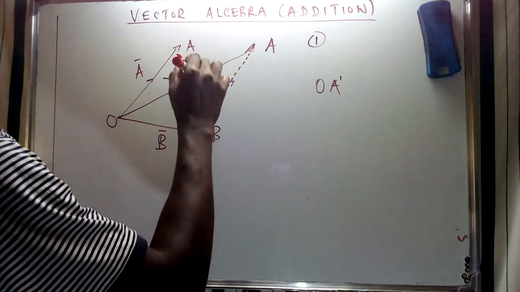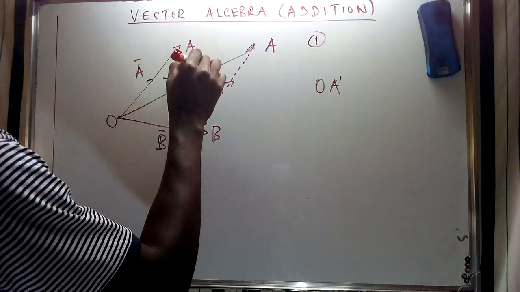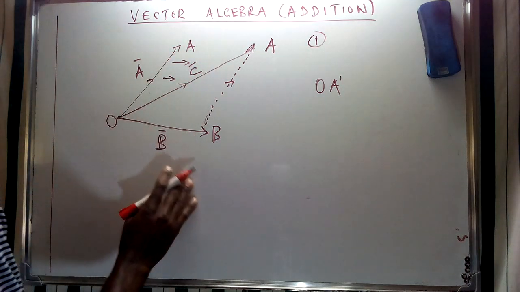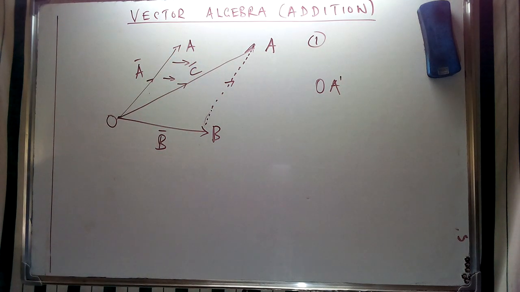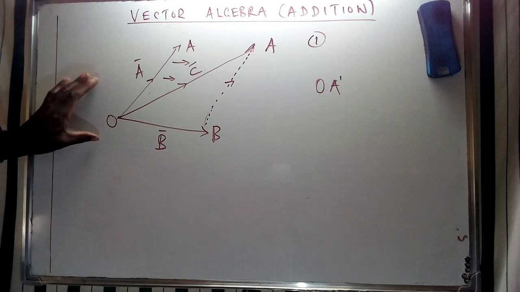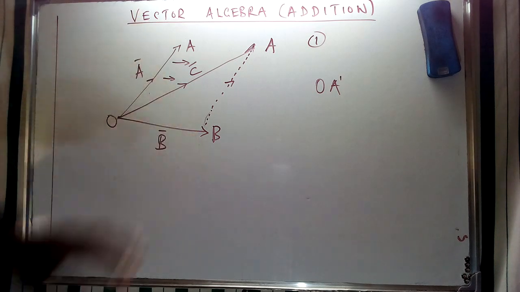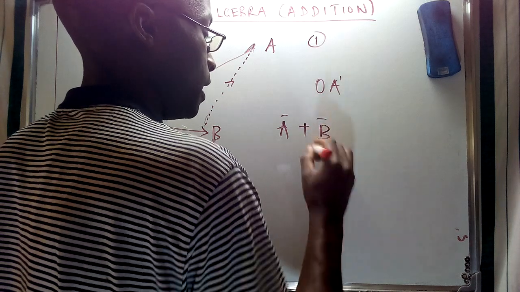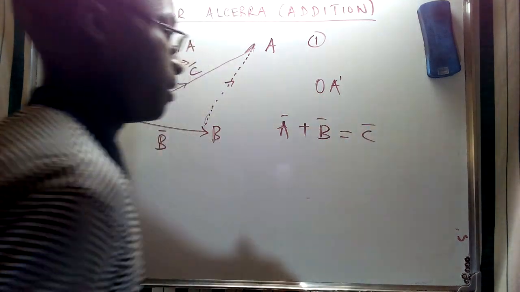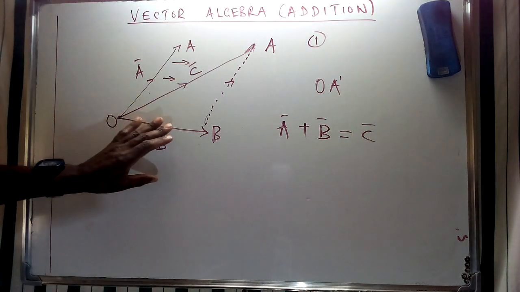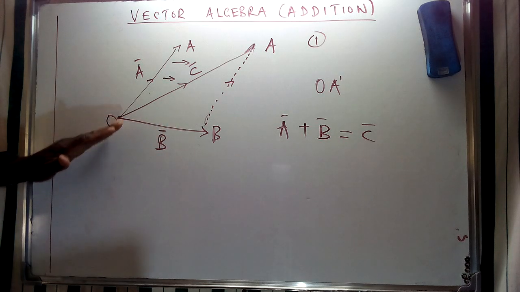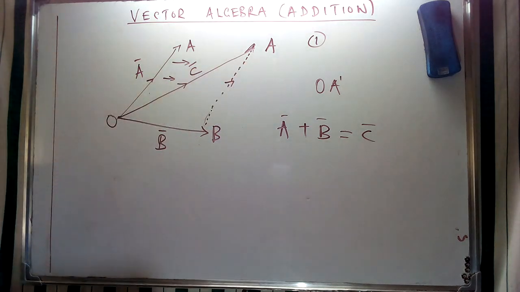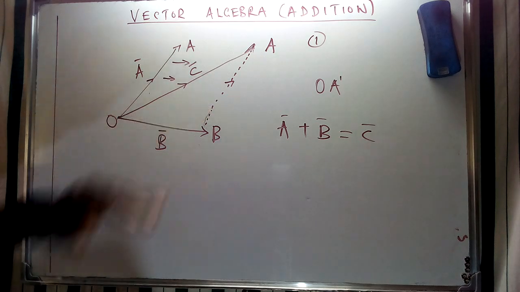We can just give it as vector C to differentiate it from these two. So for us to find the addition of our two vectors, vector A plus vector B, which is going to give us vector C, we are going to perform this specific operation that I've said, whereby we move one of the vectors in a parallel direction to the other one, so that we can find a resultant vector.